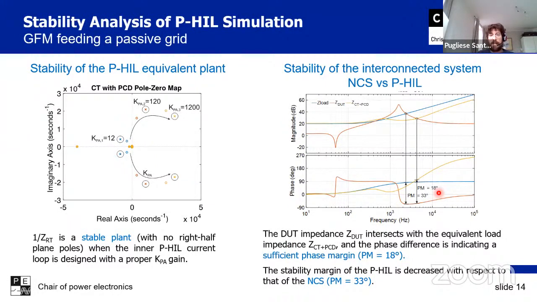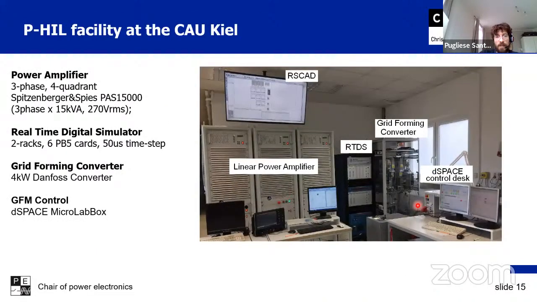But of course, if there are any variations, so if my system is not well damped, we can increase the damping, putting some shunt resistance. If it's not well damped, I can end up with a very low phase margin or even negative. So it means that the power hardware in the loop itself is going to be unstable. So this is the kind of analysis that we use the facility for.